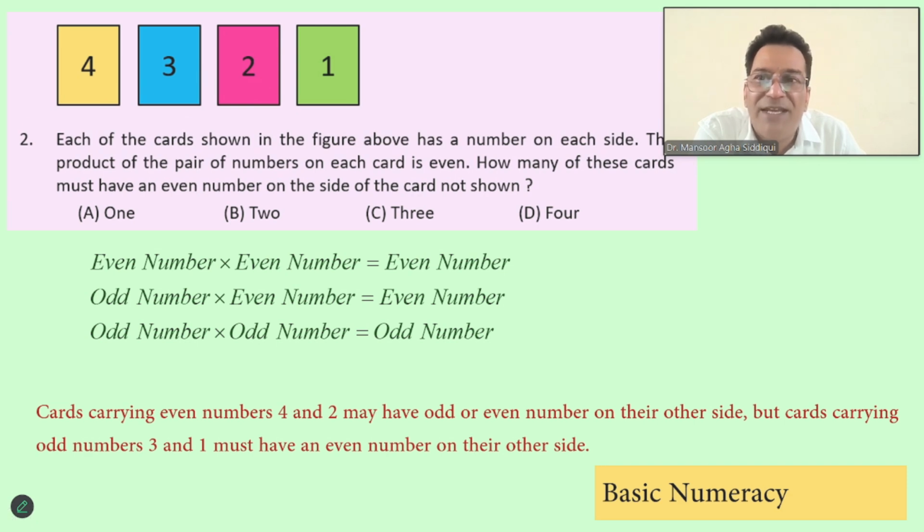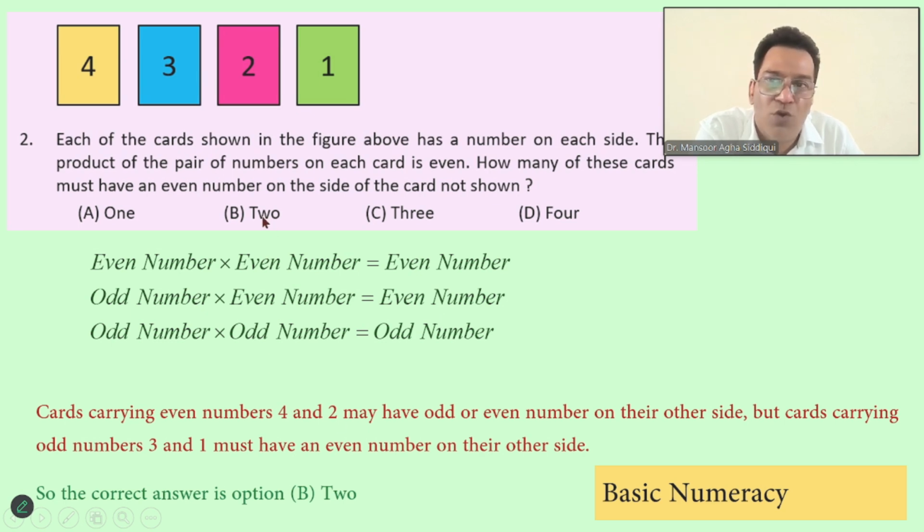But cards which carry 3 or 1 on them are odd cards. They have an odd number on them. You have to definitely multiply them with an even number. Only then will you get an even product. This is the reason why the correct answer is option B, which is 2. Card number 3 and card number 1 have to have an even number on their backside. Only then will you end up getting all even cards.